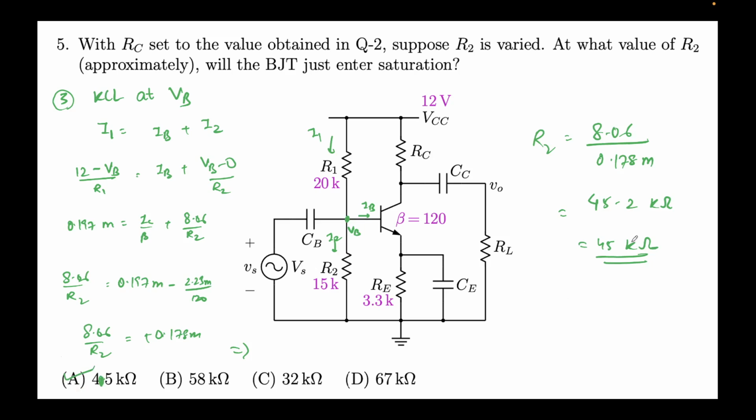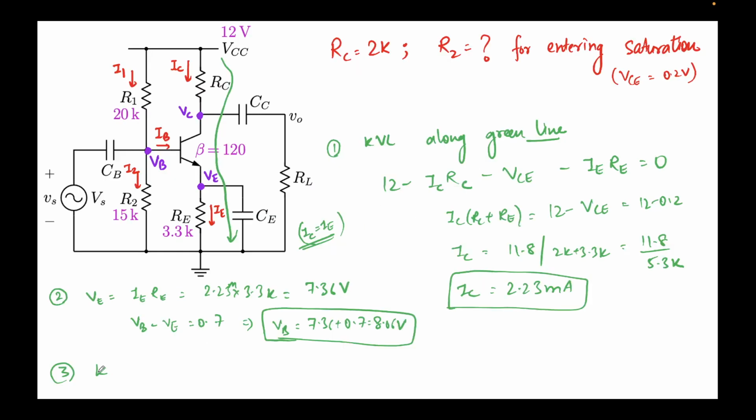The numerical value is important. It's coming out to be 45 kilo ohms. So this was problem 5. Yeah, the answer sheet says it should be A, but clearly the decimal is misplaced over there. So what I'll do is I'll quickly go through this and summarize this problem once again.